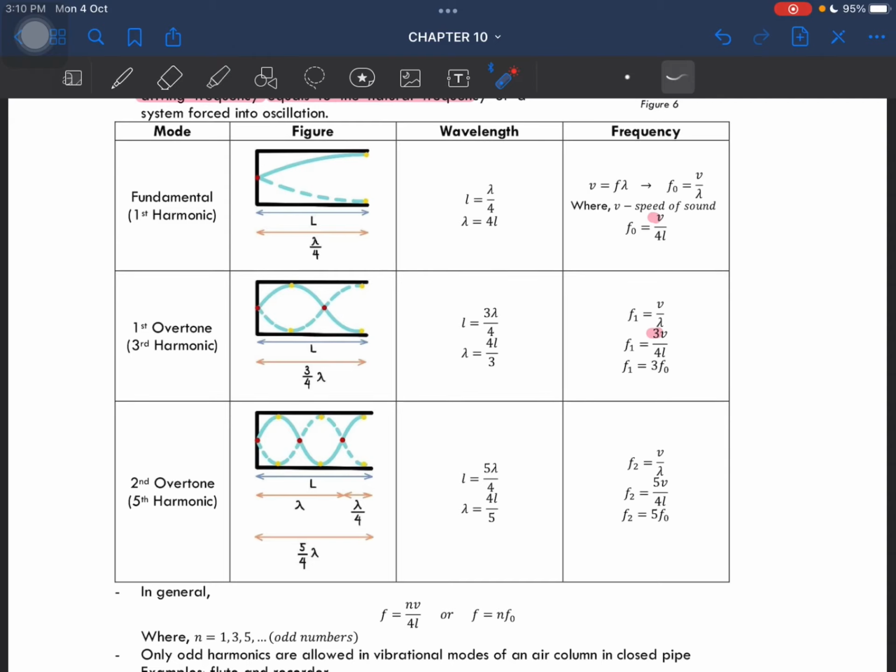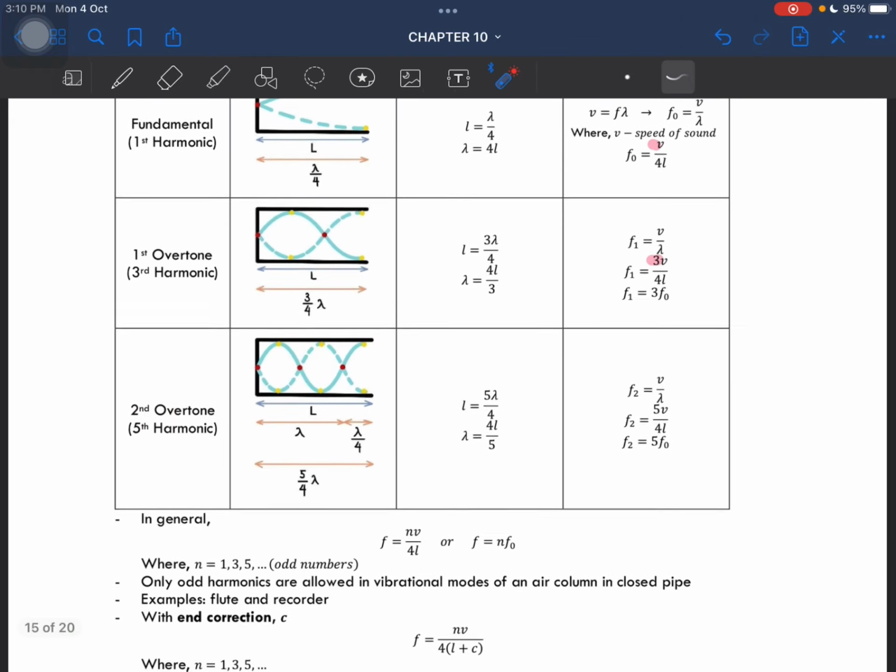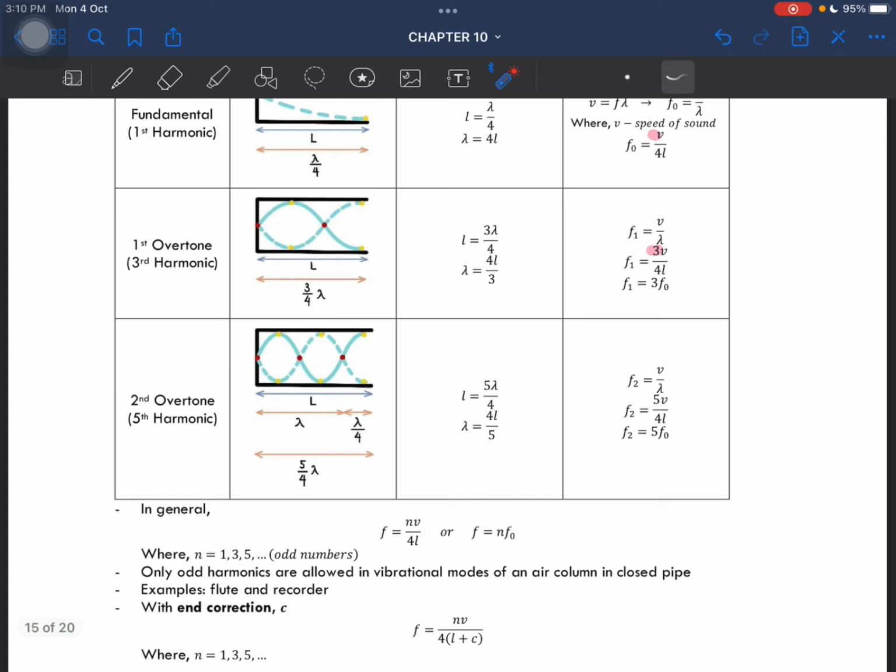Okay, now let's look at the fifth harmonic. For the fifth harmonic, the lambda is 4/5 of the length of string. So how do we determine it? Miss has drawn it here. So this is 1 lambda, and then this is just a quarter of the lambda. So add this together, you can get 5/4 lambda.